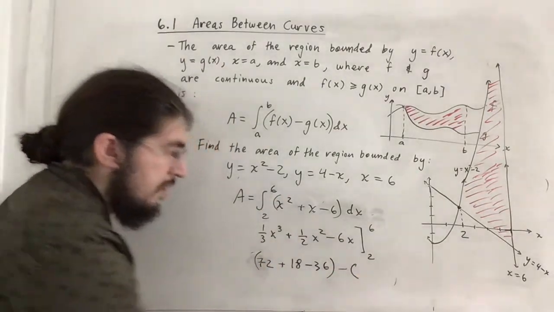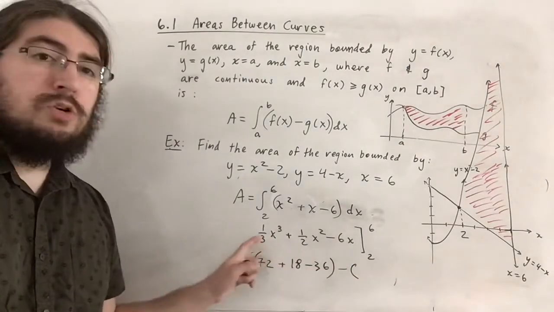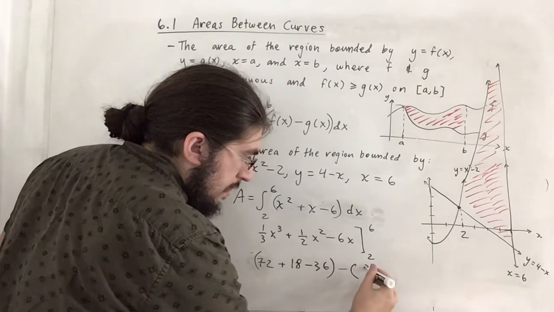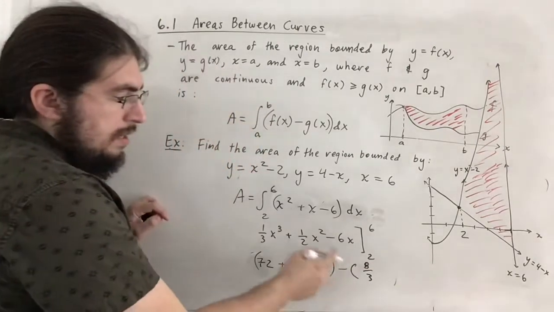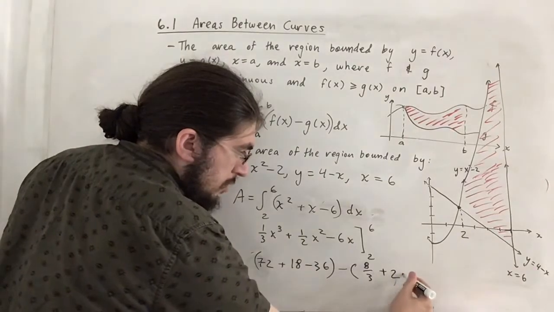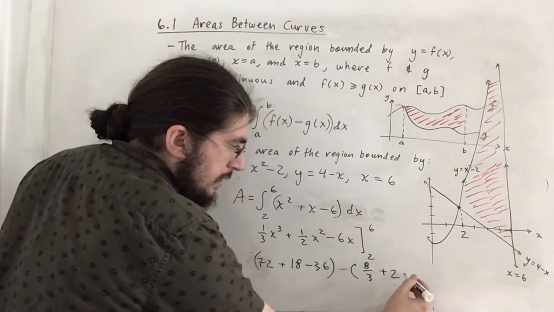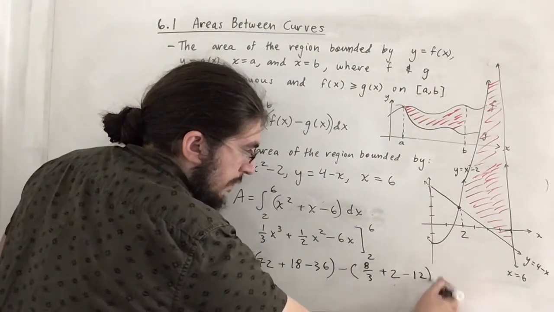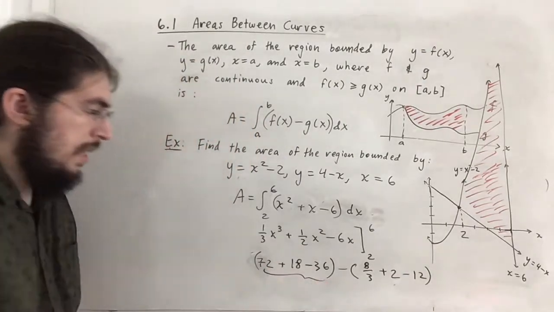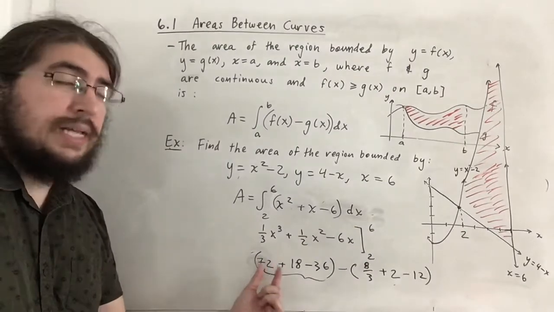Minus evaluating for the lower limit, we'll get, let's see, 2 cubed is 8, so that's 8 over 3. Plus 1/2 2 squared. 2 squared is 4. 1/2 of that is 2, so it's plus 2. And then minus 6 times 2 is going to be 12. Awesome. So now notice here, if we add 72 and 80 and 18, we get 90.